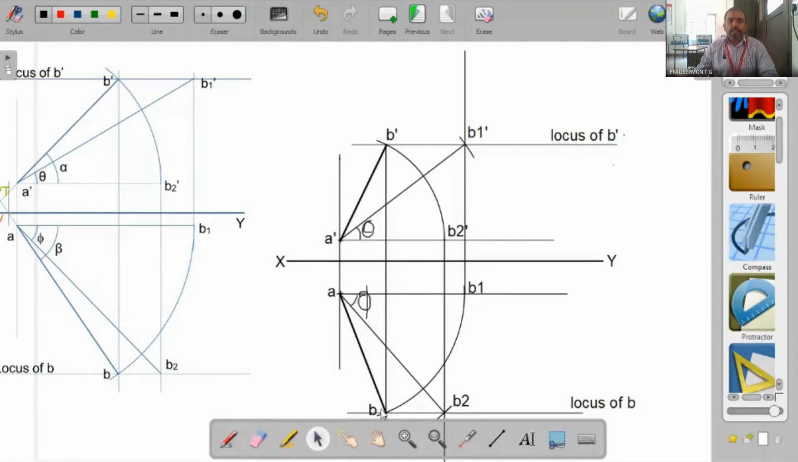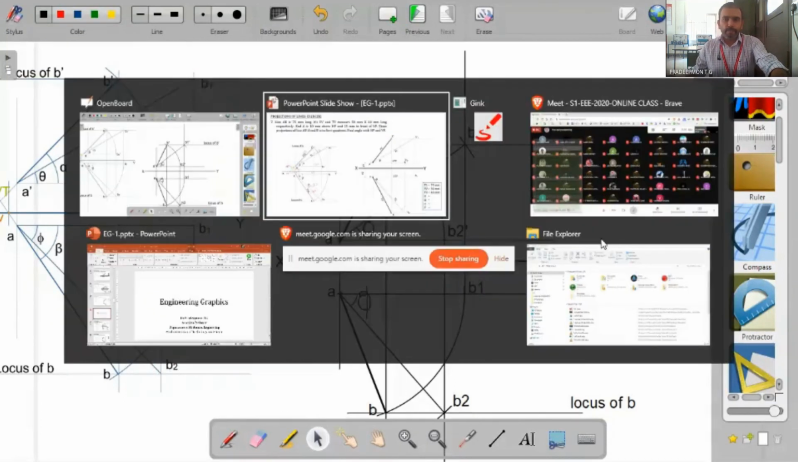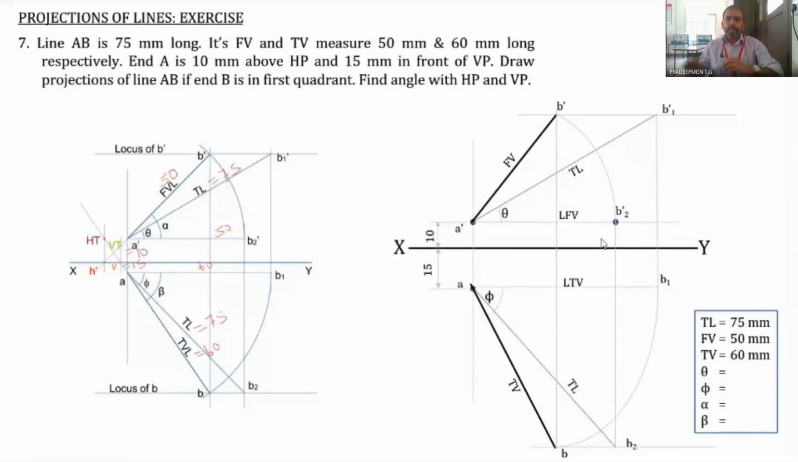Then the inclination of AB2 with XY line, this inclination is phi, that is the true inclination with the VP. The inclination of A dash B1 dash, the true inclination of the line with HP, is the inclination of A dash B1 dash with the XY line. So that's it. And this is the final figure.